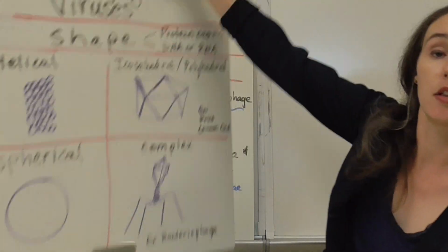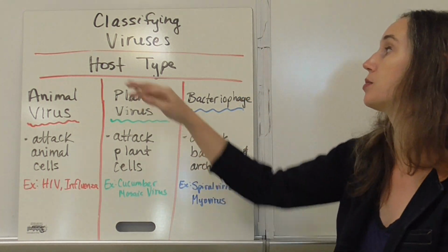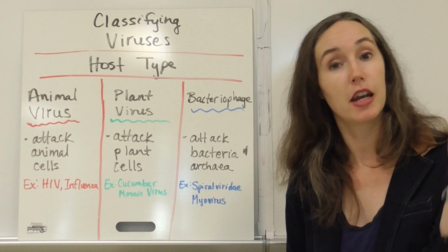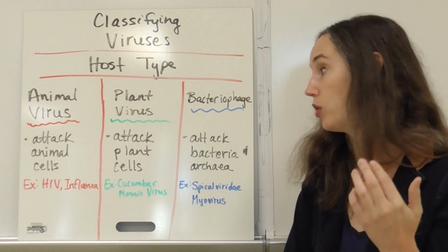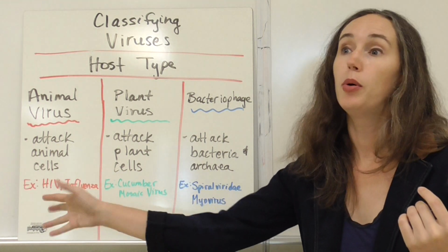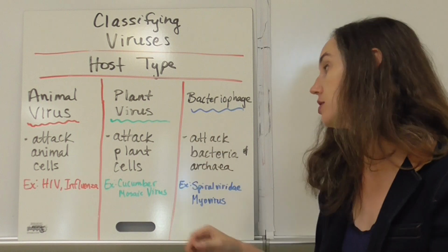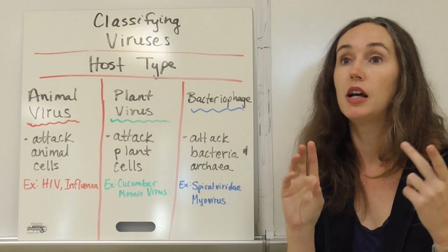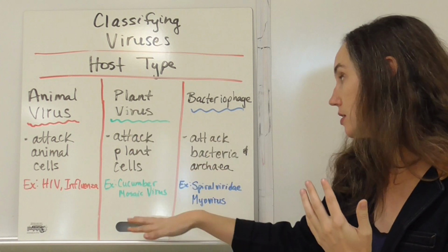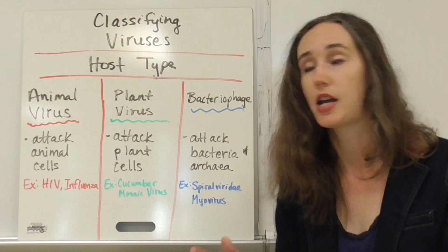The easiest and our last way that we're going to look at to classify viruses is by their host type. There are animal viruses that infect animals, for example, HIV, flu, common cold, polio. Plant viruses attack plant cells, like cucumber mosaic virus, tobacco mosaic virus, all kinds of things. For every plant there are viruses that attack it.